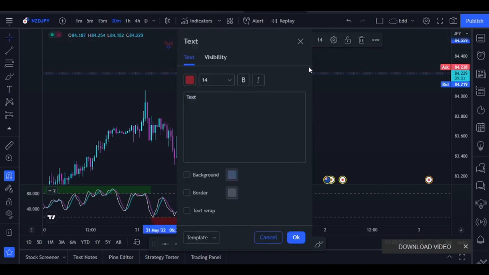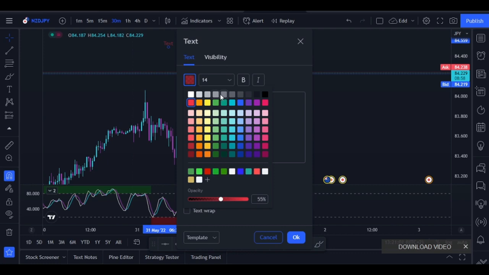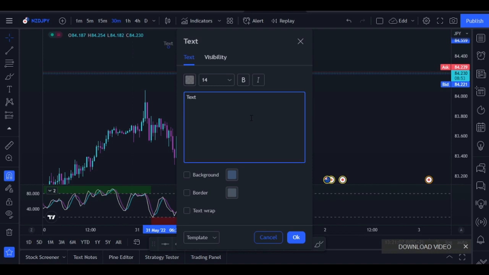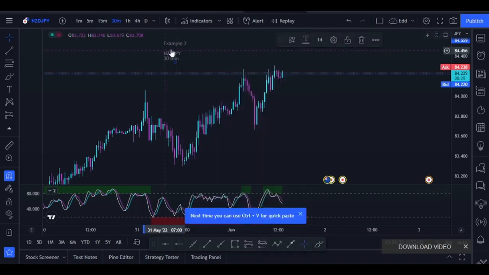Example number 2: NZD JPY on the 30 minutes time frame. Let's just move this there and brighten this up a little.